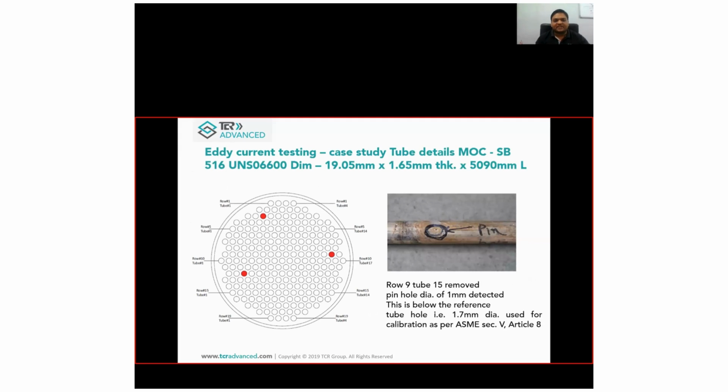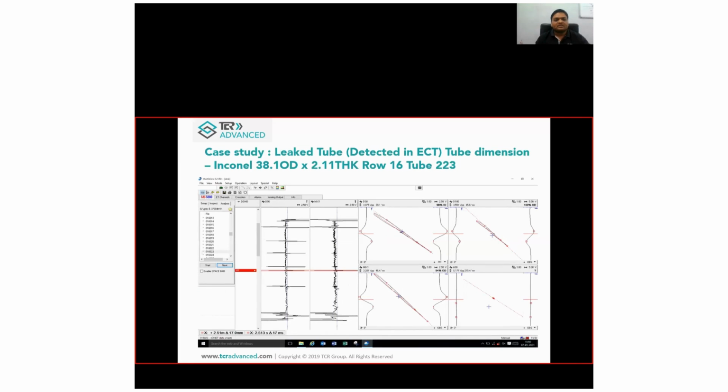See, this is the case study. We can identify a pinhole of 1 mm by the reference set at 1.7 mm, but still we identify the 1 mm hole. So this is the baffle wall signals, this is the strip chart, and this is the impedance plane diagram. Whatever defect is there, we can identify by the angle and voltage set in the equipment.